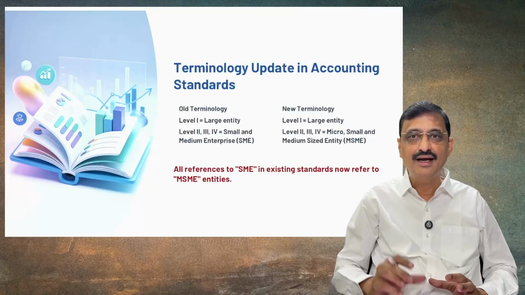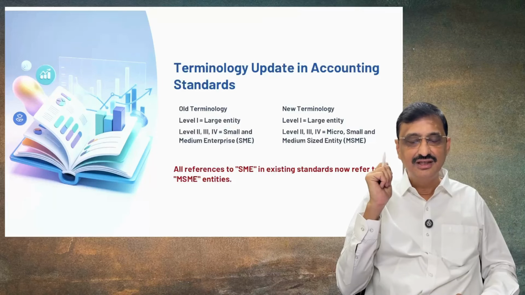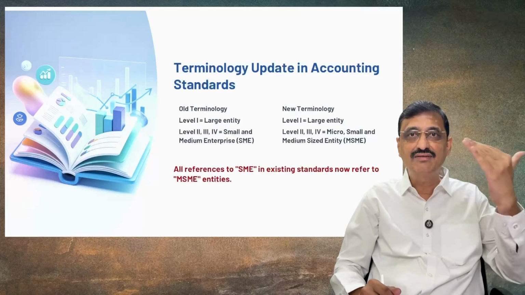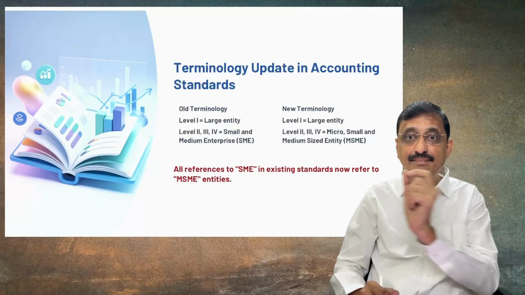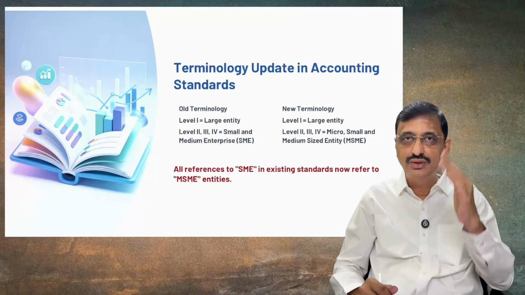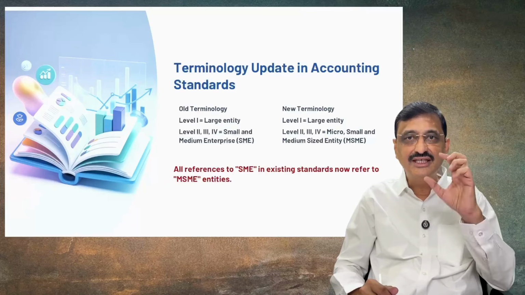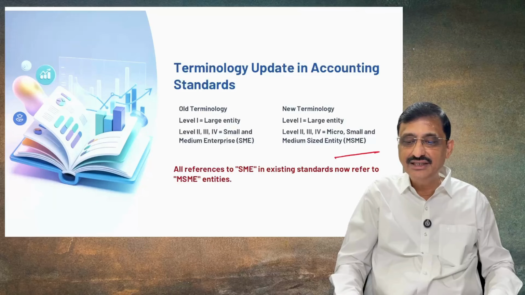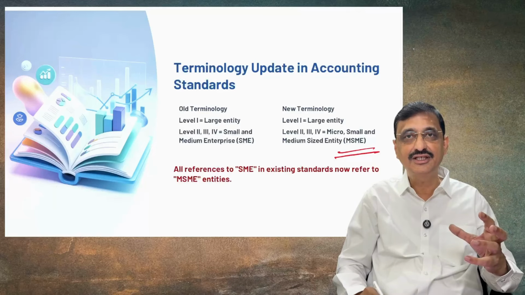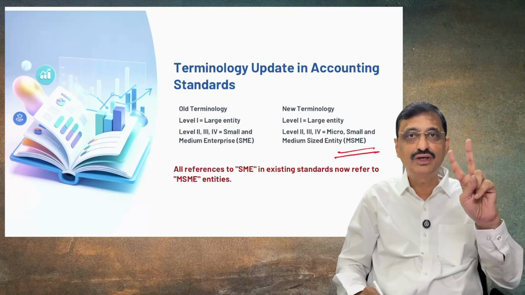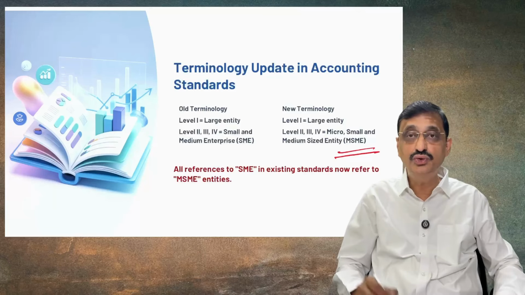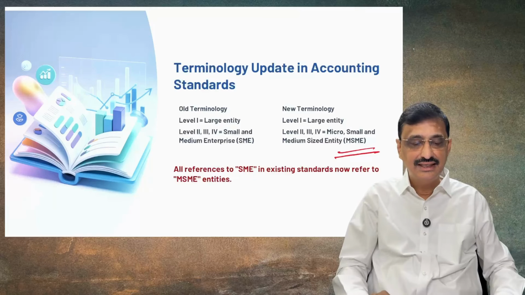Now previously, under the previous criteria for classification, the non-corporate entities were classified into level 1, 2, 3, 4. Level 1 used to be large entities, 2, 3, 4 are SMEs. The term used in that criteria is small and medium enterprises. But now, in the revised criteria for classification, the terminology used is MSME, means micro, small and medium enterprise, right? Unlike the previous classification, we don't have 4 levels, we have only 2 levels. Level 1 large entity, 2, 3, 4 are merged into MSMEs. You don't now call it SME, but you will call it MSME.